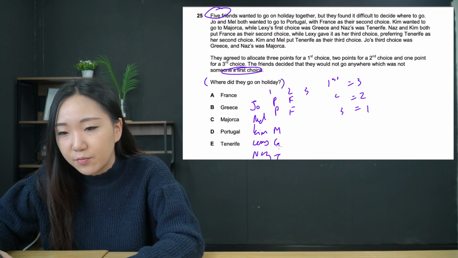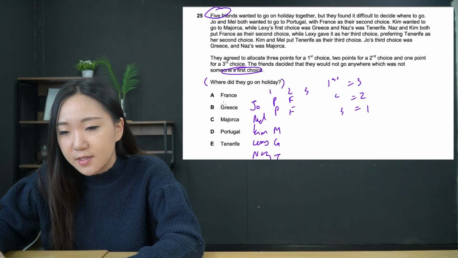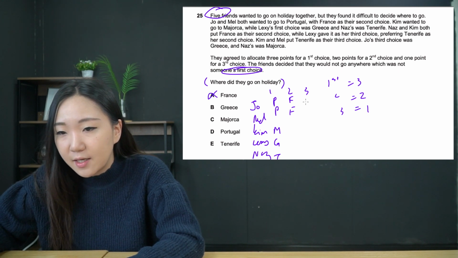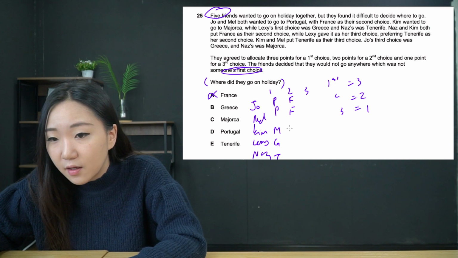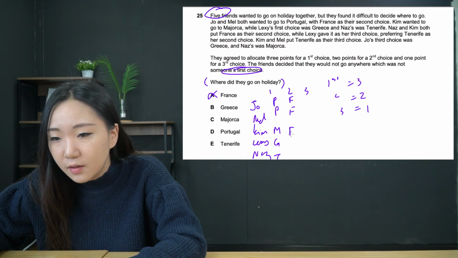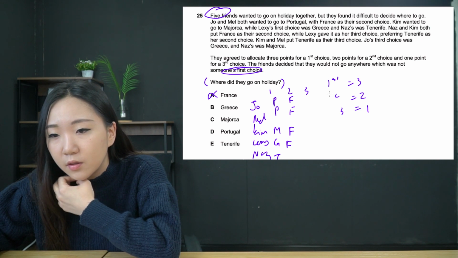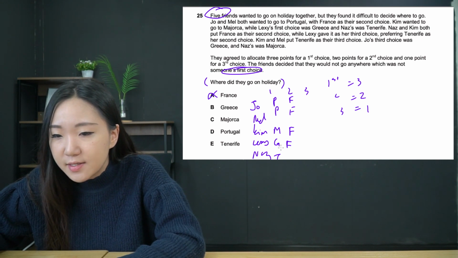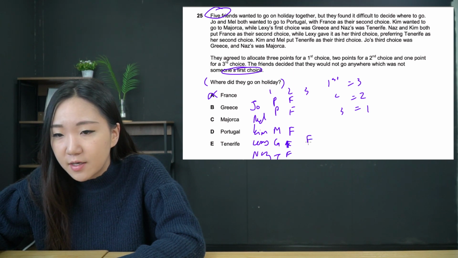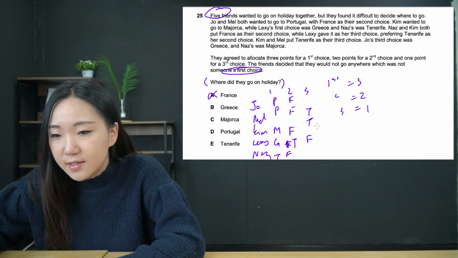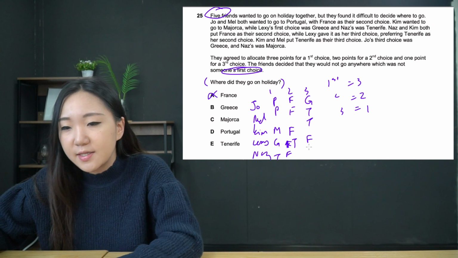So already from this I know that I'm probably going to cut out France because it's not in there. But anyway, it doesn't matter. Naz and Kim both put France as their second choice. Anyway, Lexi gave it her third choice. Where is Lexi? Oh, sorry, this is France. And then preferring Tenerife as her second choice. And then Kim and Mel put Tenerife as their third choice. And Joe's third choice was Greece. And Naz's was Mallorca. So now it's just a simple matter of adding it up, okay?